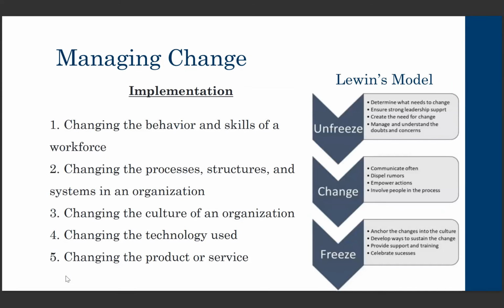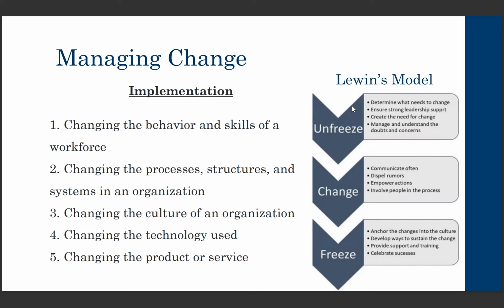And how are we going to implement this change? We change the behavior and skills of workers, change the processes, structures. We need to change everything from scratch. And this means changing the culture of an organization, changing the technology used, changing the product or service. We need to change many things. For this, there's a model called Lewin's model.